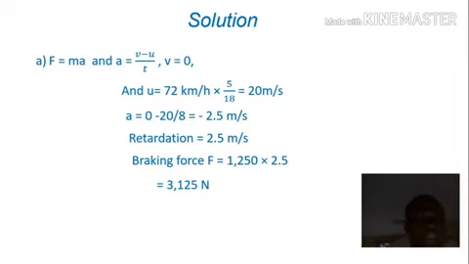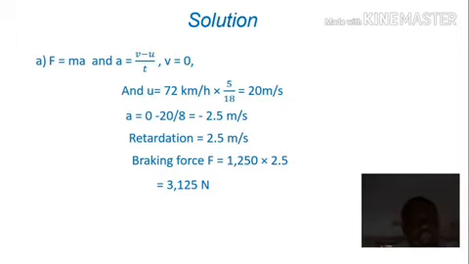Solution: force is equal to MA, where M is mass, A is acceleration. How do you get acceleration? From the first equation of linear motion: A equals V minus U over T. The car was brought to rest, so the final velocity is 0, but the initial velocity U is 72 km per hour. To convert 72 km per hour into meters per second, we multiply by 5 over 18, and that gives us 20 meters per second.